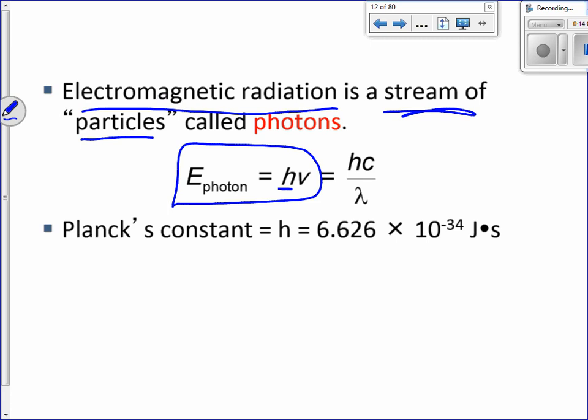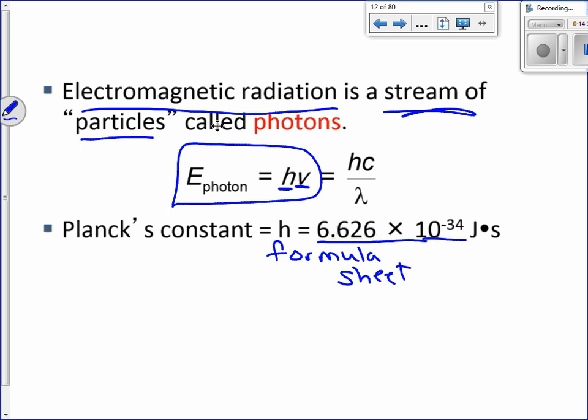Now, the equation we were talking about on the previous slide is this one. Energy equals Planck's constant times the frequency. Don't worry about the one on the right just yet. That's how we would derive it if we wanted to put the two together. So, Planck's constant, 6.62 times 10 to the minus 34, in joules times seconds. This one is on your formula sheet, so you do not have to memorize it if you don't want to.